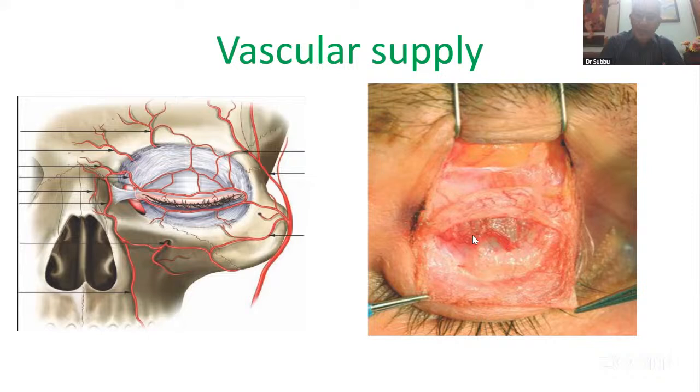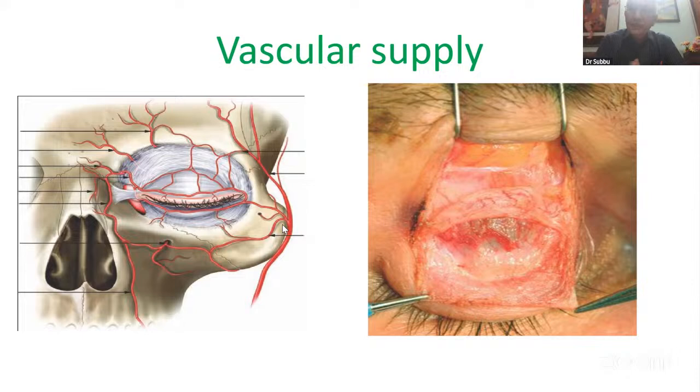This is the lower marginal arcade, the superior marginal arcade, that is this one, and this is the superior arcade between the Mueller's muscle and the levator, which is behind this aponeurotic pad of fat. There are lots of communications between these two, and the lids are very highly vascular. That's very good for reconstruction.